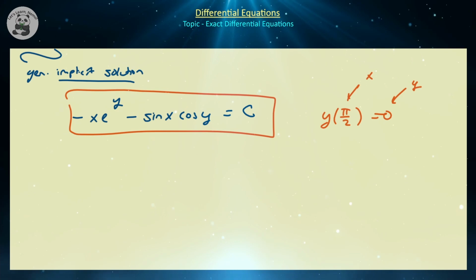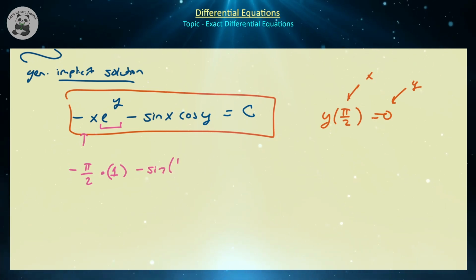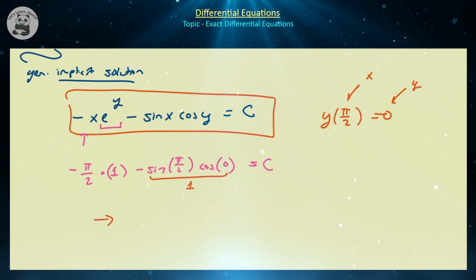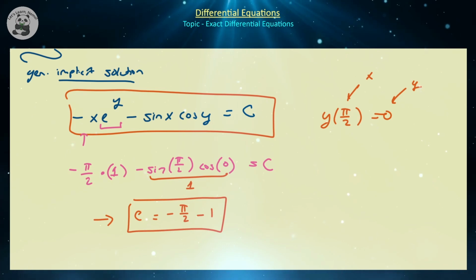So x is pi over 2, y is 0. So that means this term is going to be equal to 1. This term is going to be equal to minus pi over 2 times 1. And then we're going to have minus sine of pi over 2 cosine of 0 is equal to c. Cosine of 0 is equal to 1. Sine of pi over 2 is equal to 1, so this term is just equal to 1. So we have that c is going to be equal to minus pi over 2 minus 1. So that is our arbitrary constant c.